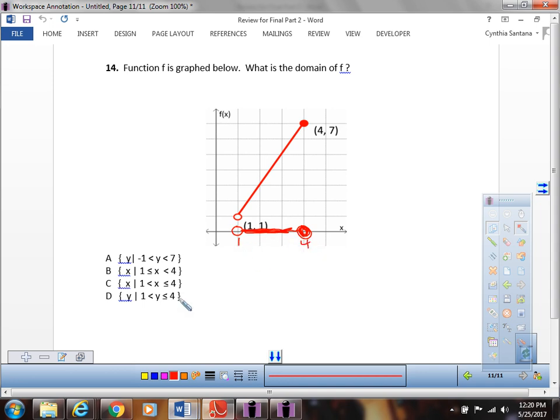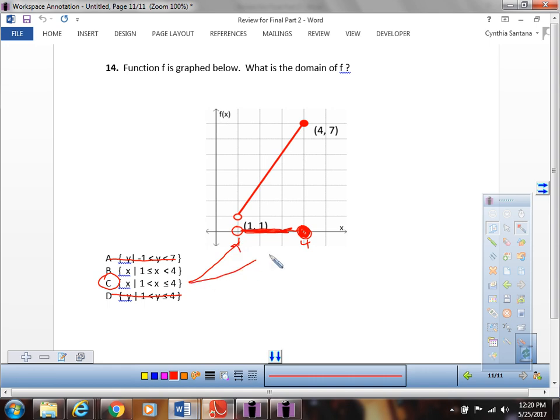Between 1 and 4. Now, if you look at A, it has the y, so we pay attention to the variable because that's wrong. And then D says y, that's wrong. We already established it was your x's. So now you just got to look at the numbers and make sure that the 4 has a little line next to it. Oh, it's C. So it has to be C, you're right. Look at the little line next to 4. On B, it's wrong. They have the little line next to the 1, but that's an open circle there. Okay?